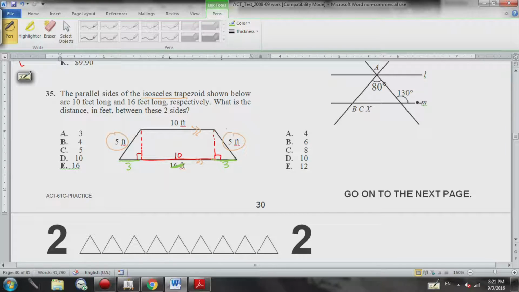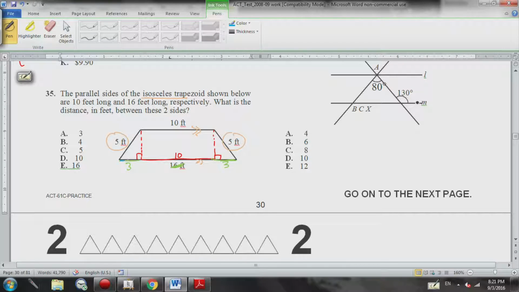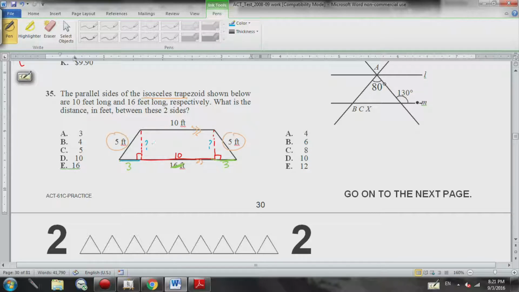Now I have a right triangle. This is 3 feet. That's 5 feet. How much is this? That should be a no-brainer. That is going to be 4, because this is a 3, 4, 5 right triangle. So how far apart are they? They are 4 feet apart.